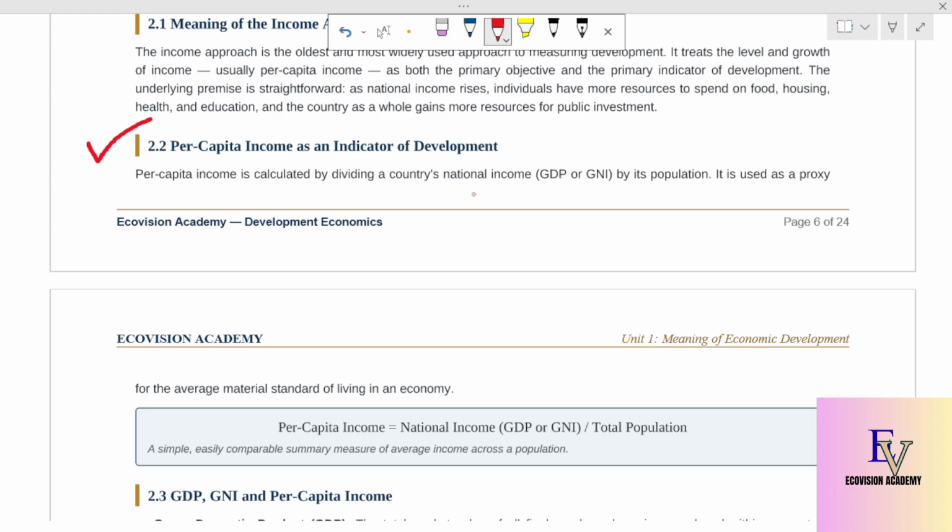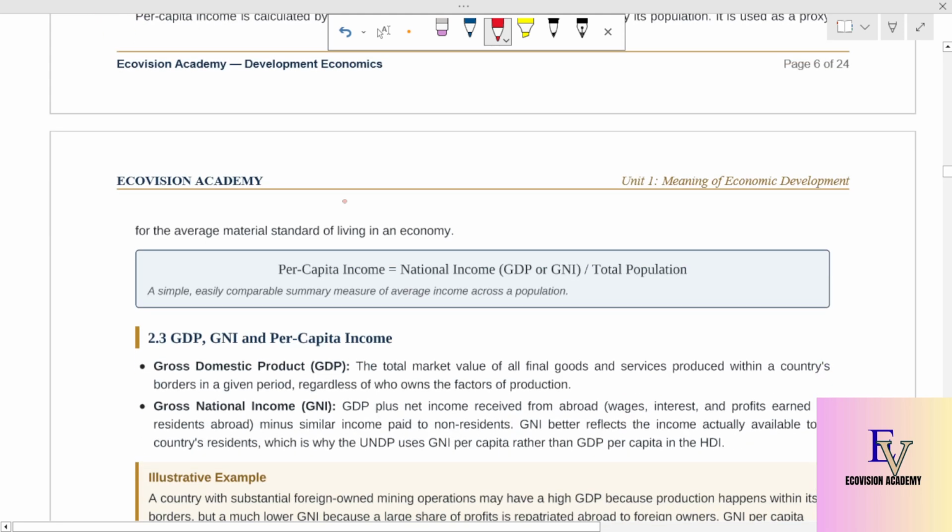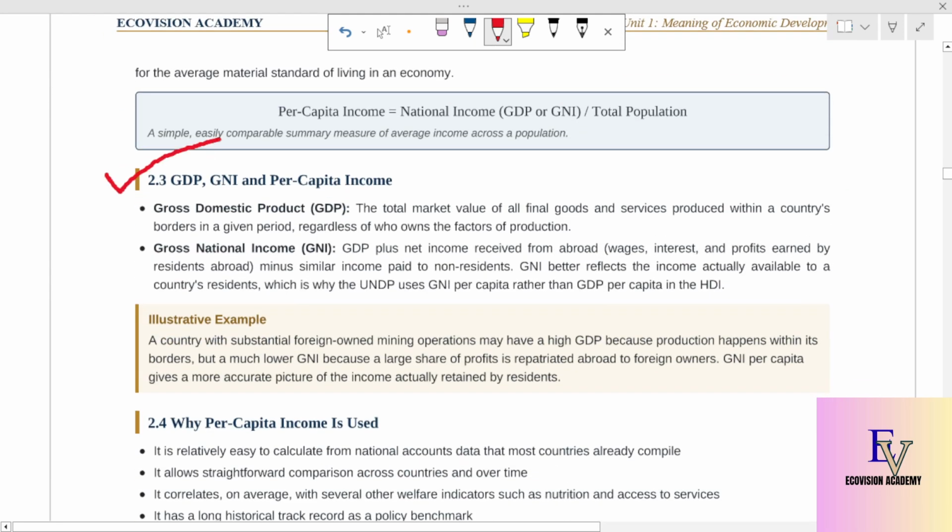If we just divide the total income by the total population, we can get the per capita income, and it may be treated as one kind of indicator for development. Finally, let's talk about GDP, GNI and per capita income. GDP and GNP we already talked about. GDP is the total value of all the goods and services produced in a country, and you have to maintain that it is being produced or the service is being provided within the country's national boundary. It should not be beyond the country's national boundary.